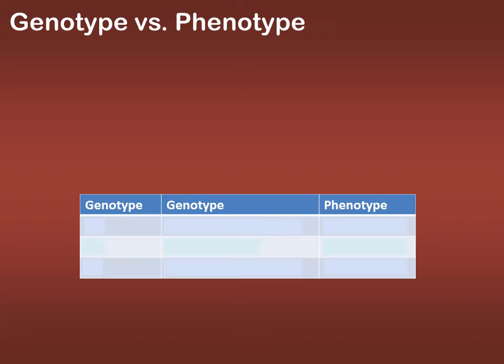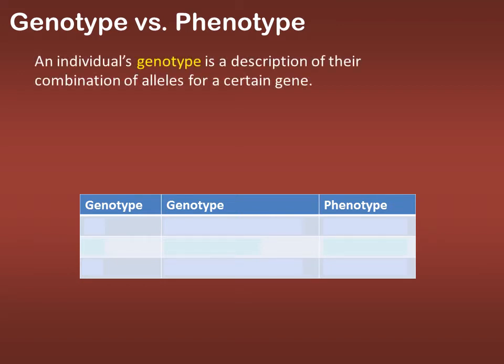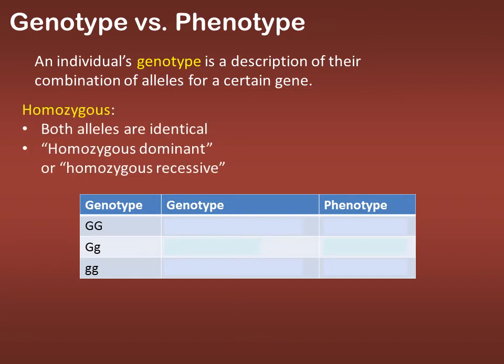Now we need to understand the terms genotype and phenotype when expressing the alleles and the outward appearance of an individual. An individual's genotype describes exactly what alleles they have for a certain gene. So for example, in reference to the pod color gene, they could have two dominant alleles, two recessive alleles, or one of each. Now, when both alleles are identical, we call this a homozygous individual, homozygous for this trait.